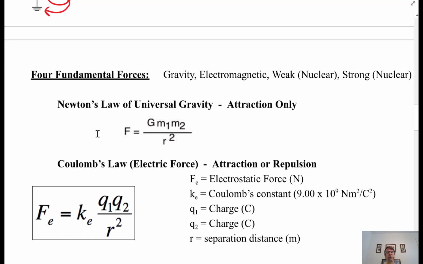But here's a review: Newton's law of universal gravity. We did that in Physics 201, in a previous physics class. The force of gravity is attractive only. It's proportional to the product of two masses divided by the distance squared. It's an inverse square law. If you double the distance, you have 1/4 the force.